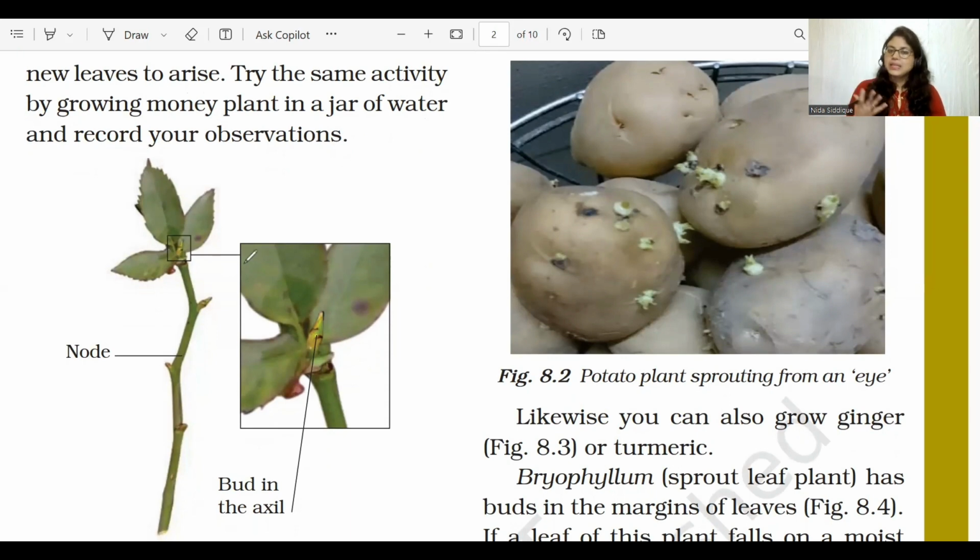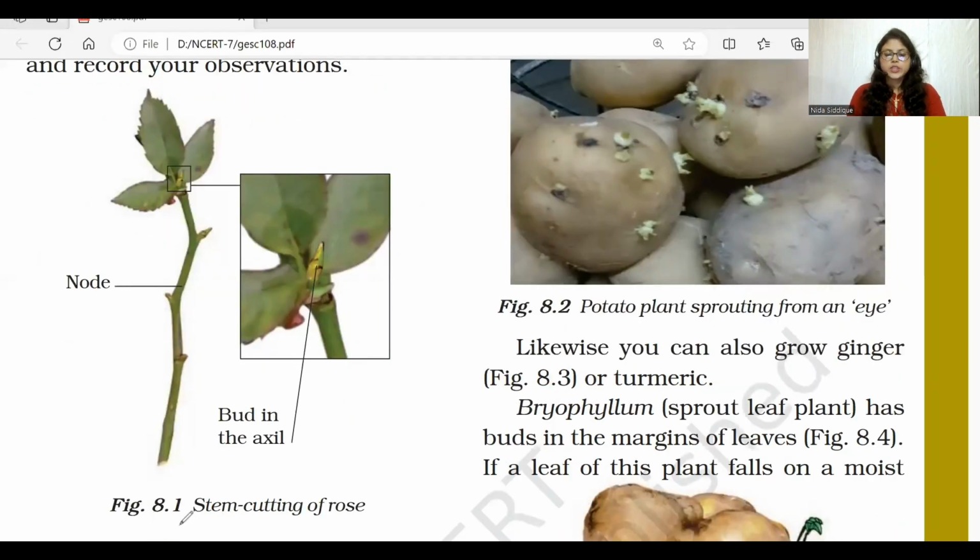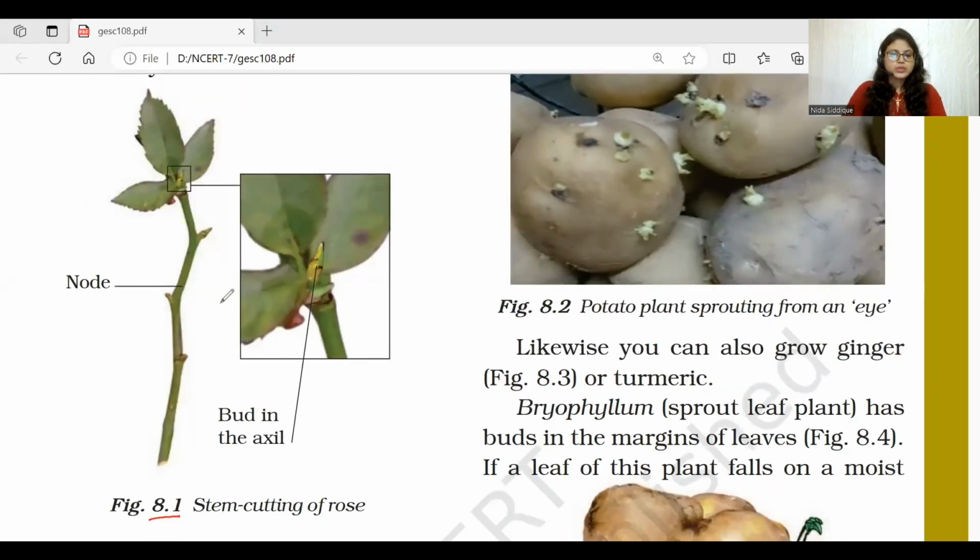So हम मनी प्लांट भी यूज कर सकते हैं. हम एक ब्रांच लेंगे मनी प्लांट का along with a node और हम उसे वाटर कंटेनर में रख देंगे. And again we have to record the number of days it takes for the roots to arise and for the new leaves to form. Let's look at figure 8.1. That is a stem cutting of a rose. So this is a rose branch. You can see these parts. यहाँ से leaves उगेगा. So this is called the node. Okay, and the distance between these two nodes will be called internode.